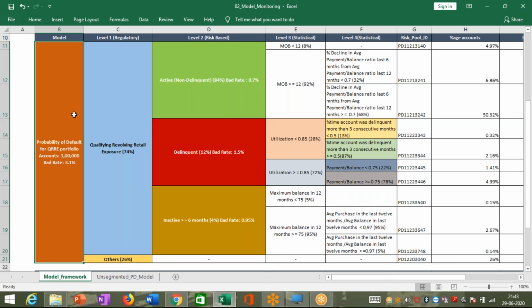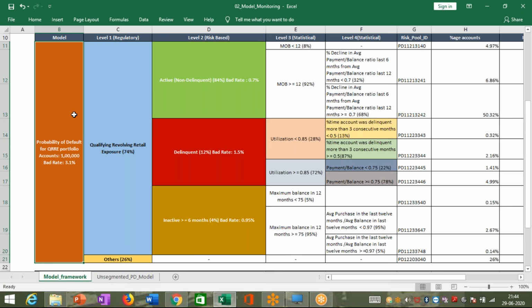Now the next thing to think about is the months on books of the account. This guy should be having a relatively lower bad rate. Accounts which have a higher month on books have a lower bad rate compared to accounts which have a lower month on books.